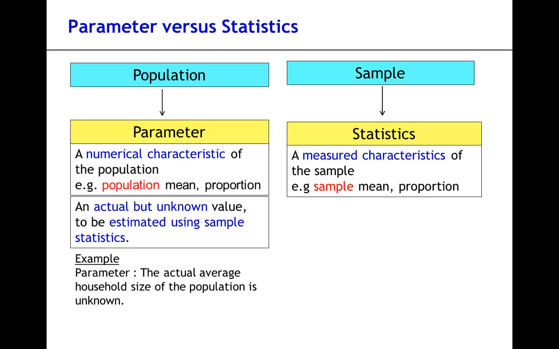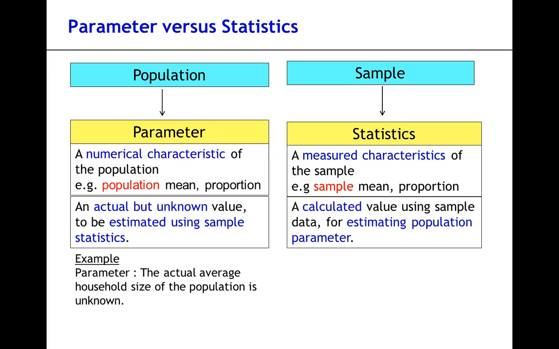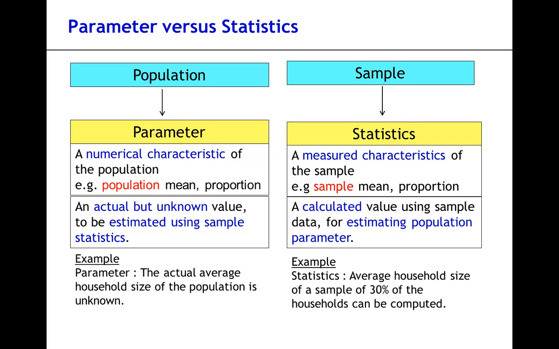Instead, we can select a sample and calculate the sample statistic. For example, if we select a sample of 30% of the households in Singapore and compute the average household size, that becomes a lot more manageable. And we can then use this sample statistic to estimate the population parameter.